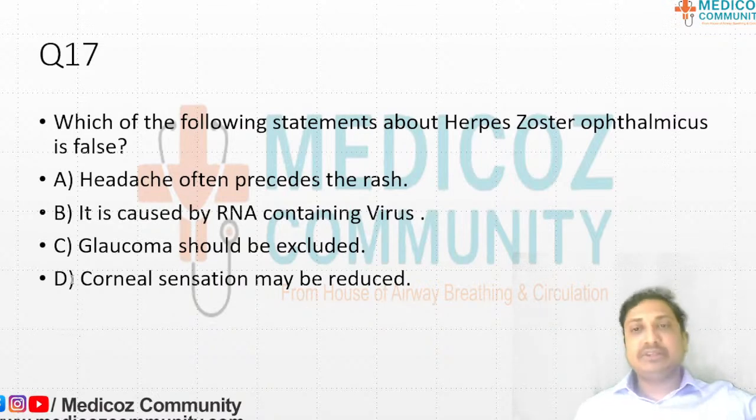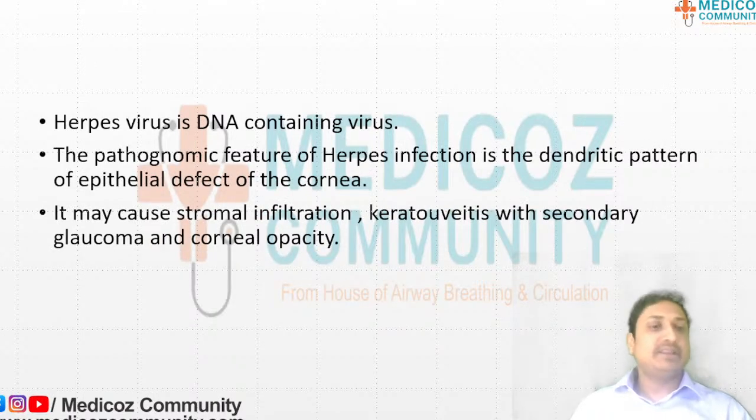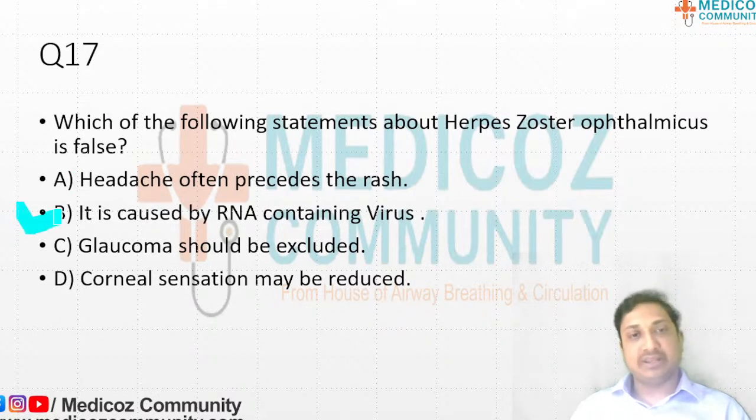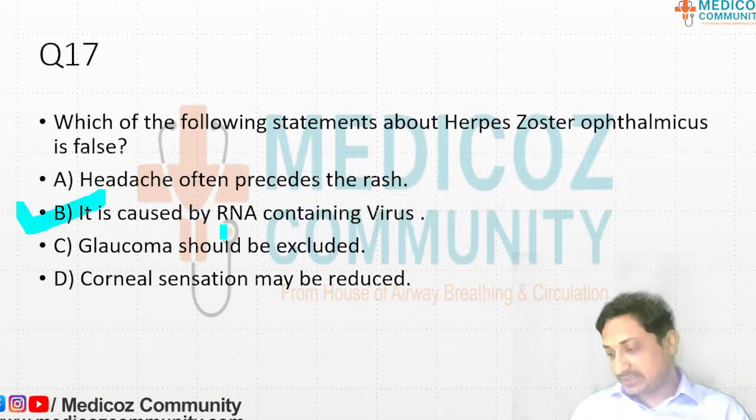So we are dealing here with herpes zoster ophthalmicus. Let us see first about the herpes zoster disease and then we'll come back to the answer. We know that herpes virus is a DNA containing virus, and hence even without knowing much about the herpes disease, if you see the answers, you know that it cannot be RNA. So your answer is B here. Which of the following statements about herpes zoster is false, they have asked. So it is not RNA, it is DNA. Okay.